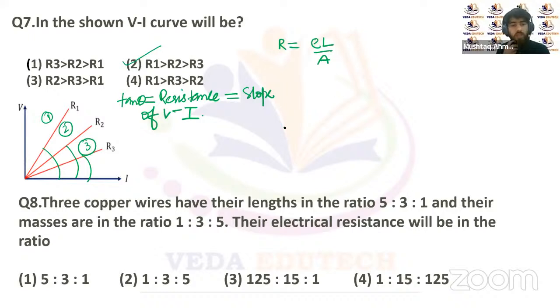And we have to calculate the ratio of their masses, which is also given as 1:3:5, but we have to calculate the ratio of their resistance, right?